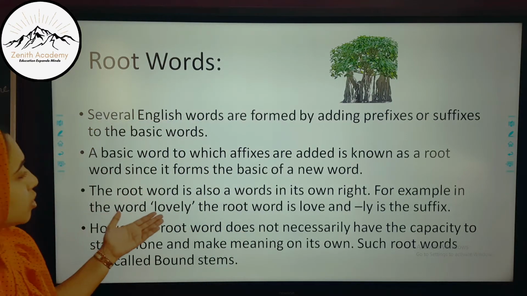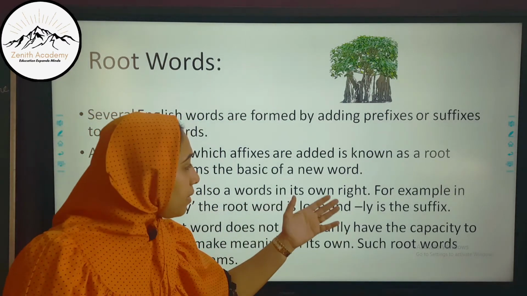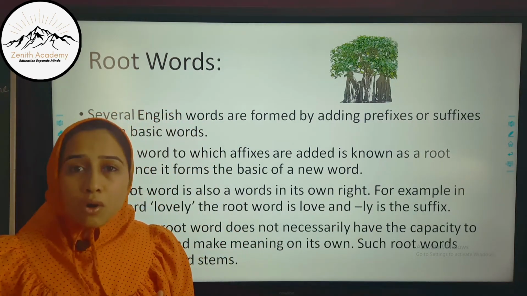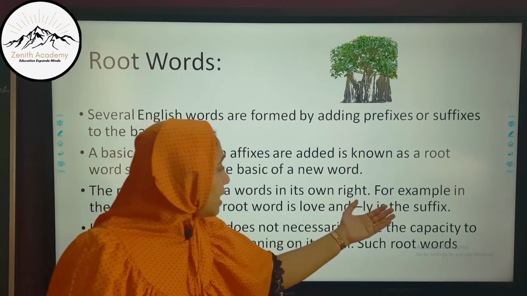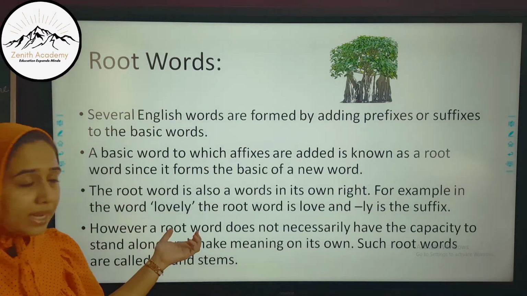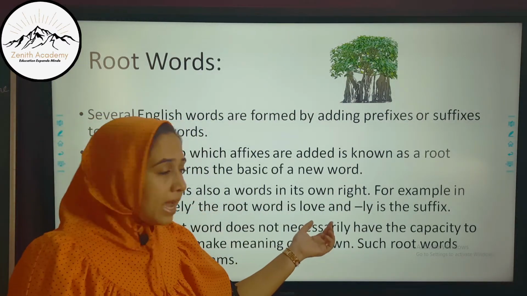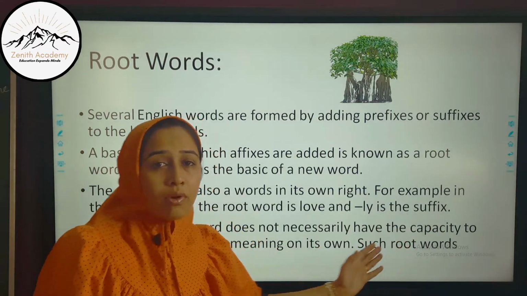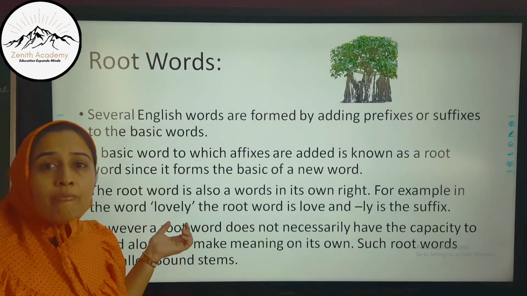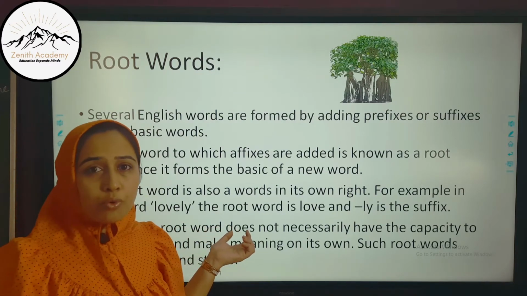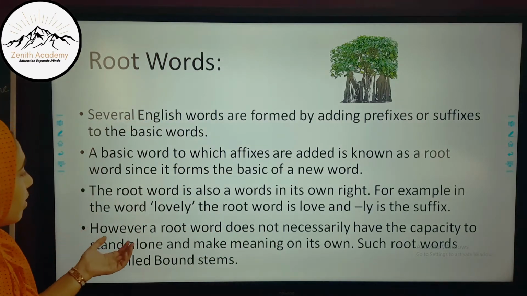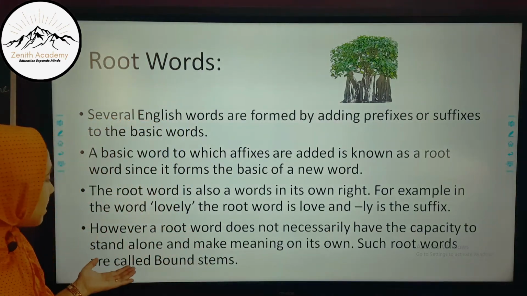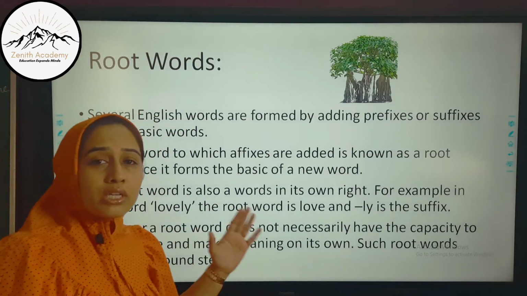The root word is also a word in its own right, meaning it might make a meaning on its own. For example, in the word lovely, the root word is love and ly is the suffix. But when the suffix ly is removed, the root word love still makes a meaning on its own. However, a root word does not necessarily have the capacity to stand alone and make meaning on its own.